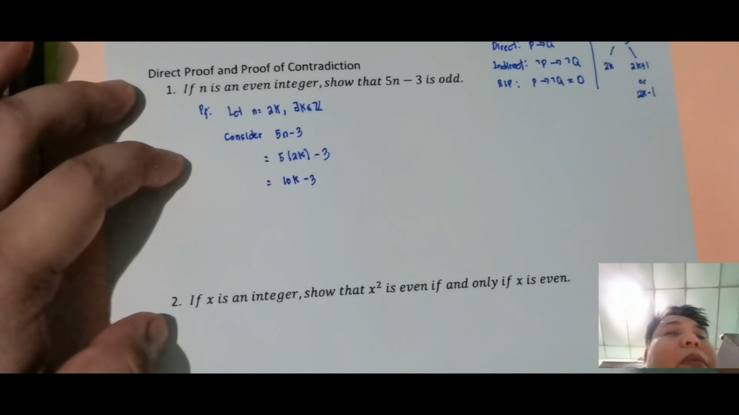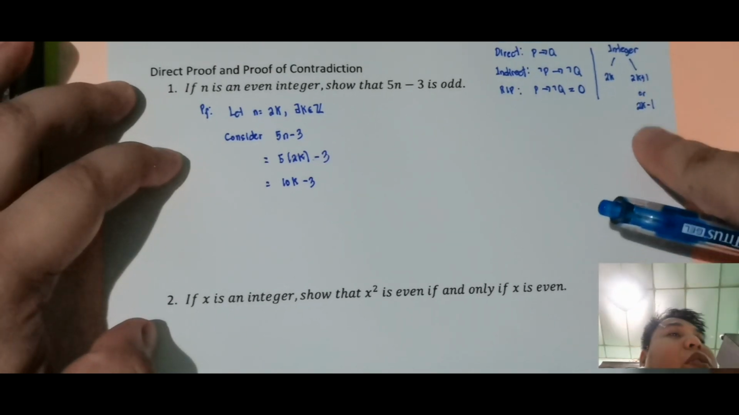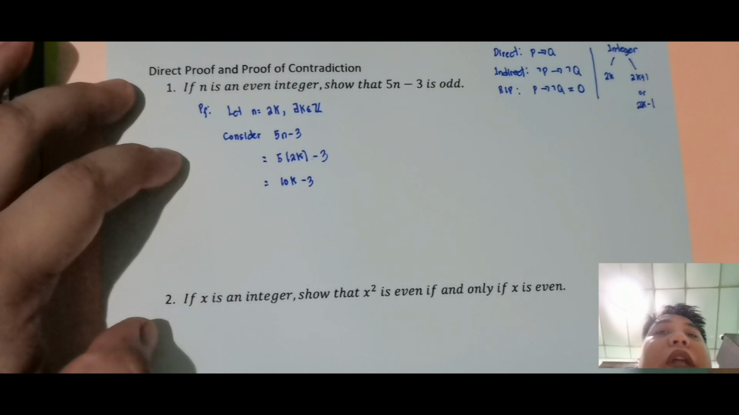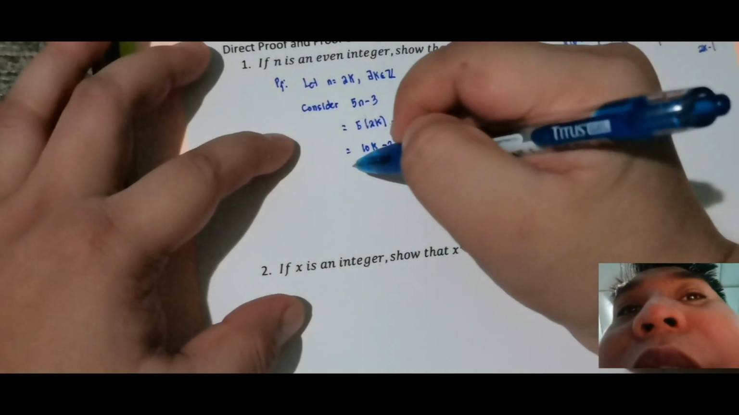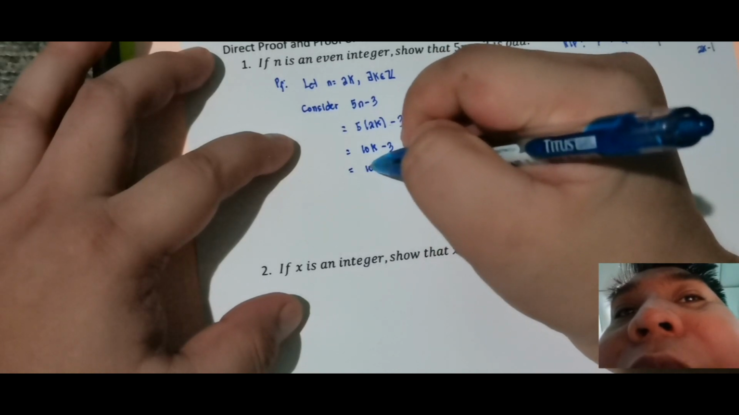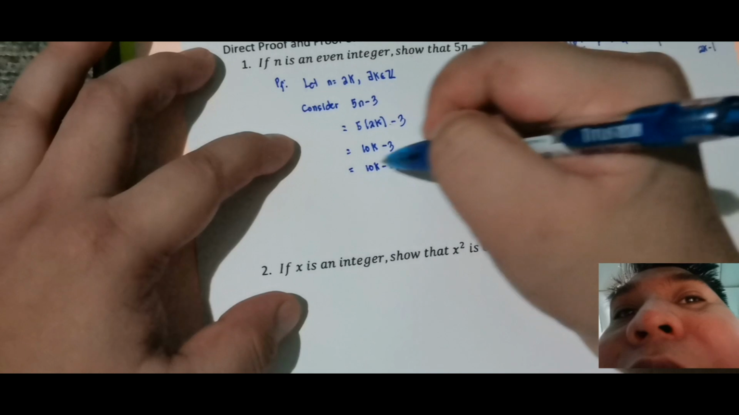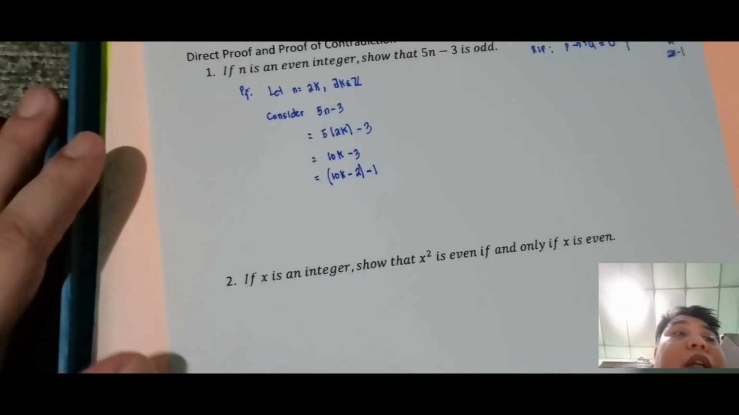Sir, kailan po ba magiging odd? Magiging odd pag 2k + 1 siya or 2k - 1. So, ang goal ko, dapat magkaroon dyan ng ganun. Dahil minus ang nakikita ko, siguro dapat minus 1. So, ang gagawin ni sir, check nyo ha, this is 10k - 2 - 1. Tapos, i-group ko ito. Ang ginawa ko lang, yung minus 3 biniyak ko: minus 2, minus 1.